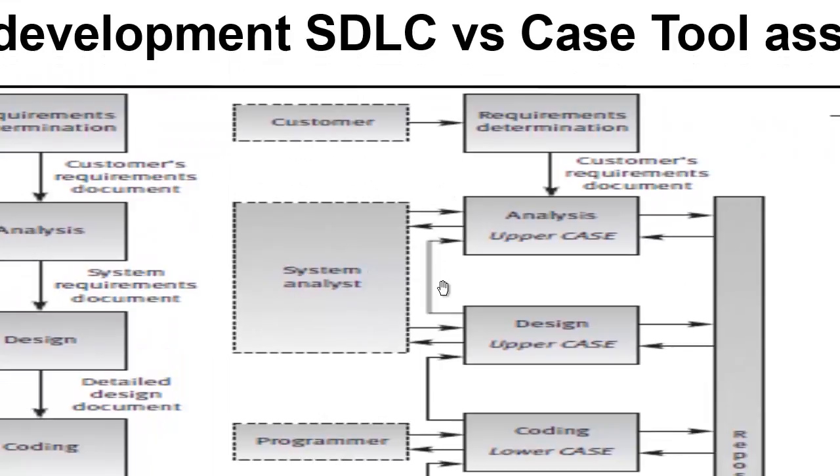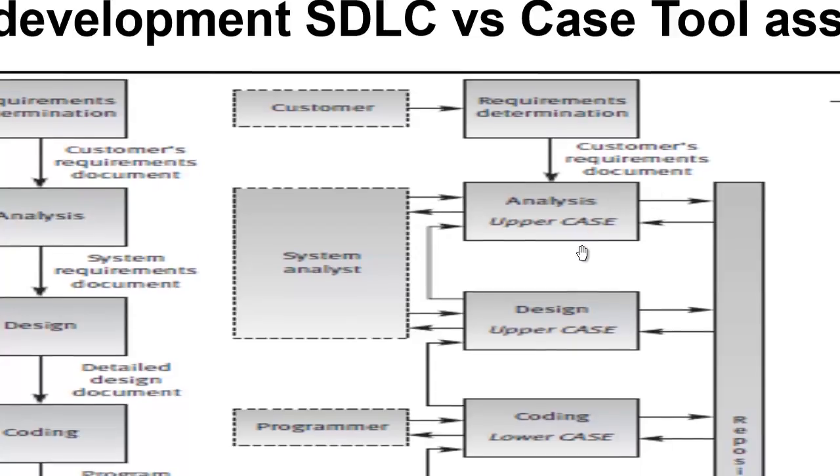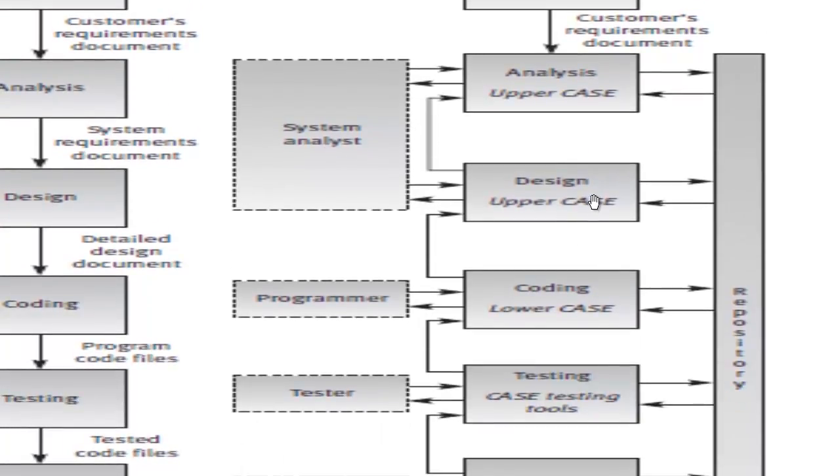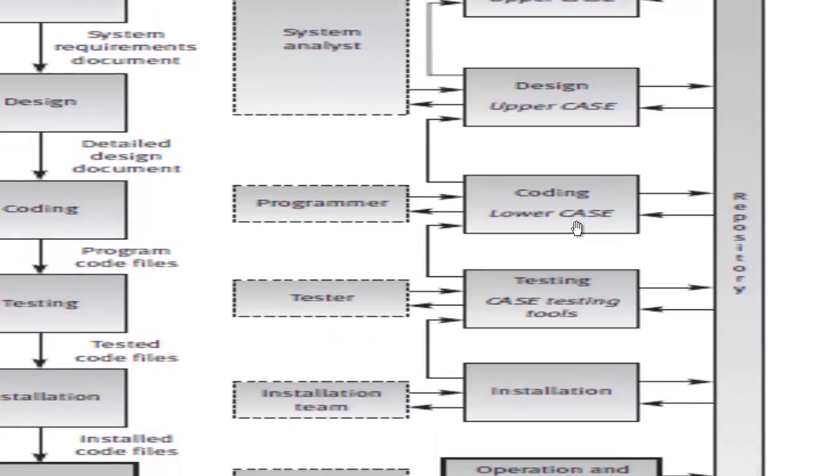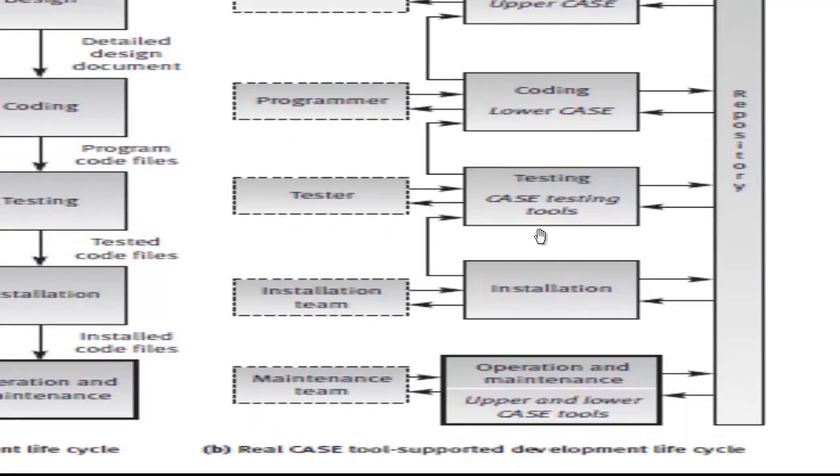When software development is done with the assistance of CASE tools, once the requirements document is prepared, analysis and design are performed using upper CASE tools. Coding is carried out using lower CASE tools. Testing is carried out using CASE testing tools. Operation and maintenance are carried out using upper and lower CASE tools.